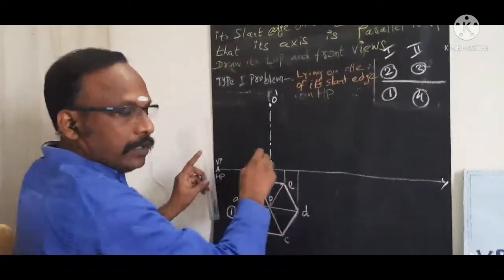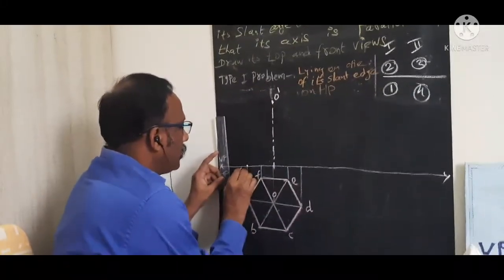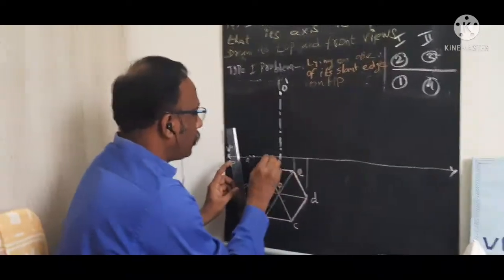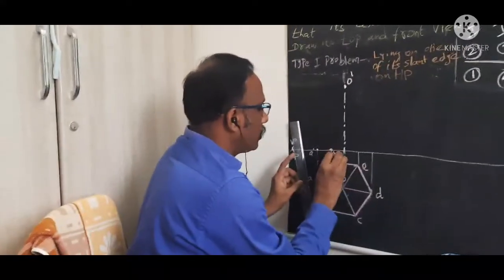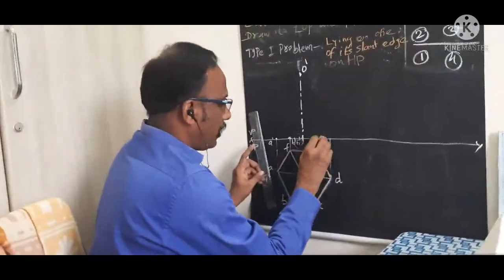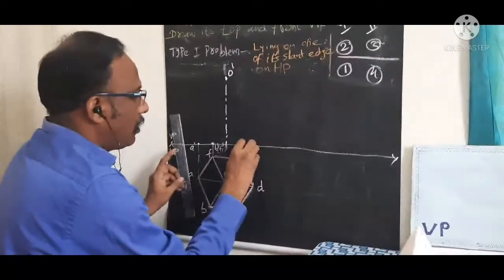Now I will mark these points. This point I call A dash. And at this place we have 2 points: one is B dash, another one is F dash. And here we have 2 points again, C dash and E dash.